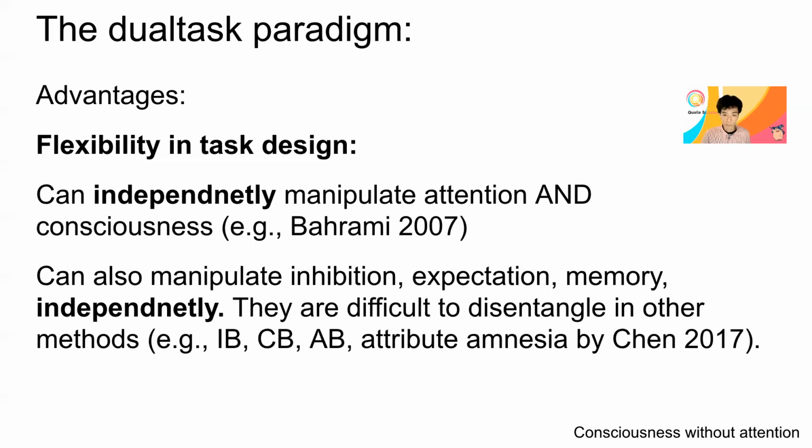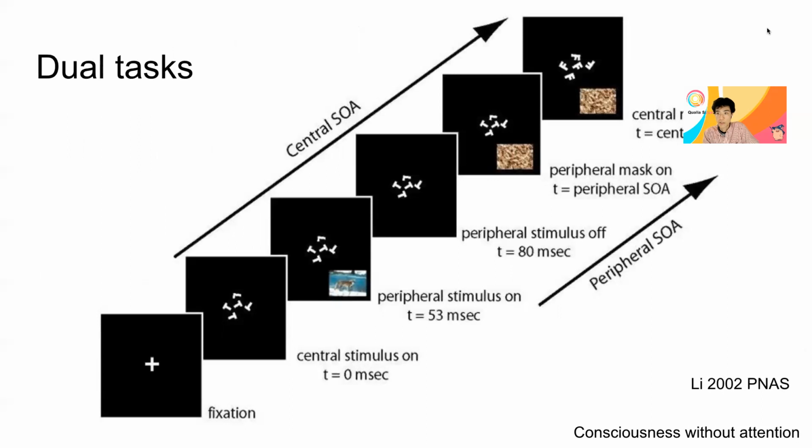Memory, same, working memory or other types of memory can be manipulated as well. And with inhibition, it's also possible to instruct to inhibit something or not while doing this task attentively or not, and consciousness can be manipulated. Attribute amnesia is also possible to do under these dual task conditions. Okay, so this is just a recap of the dual task paradigm.